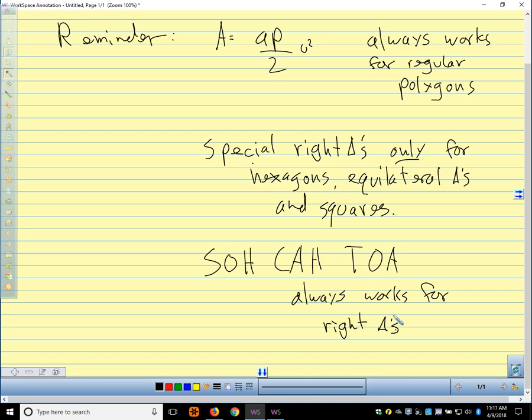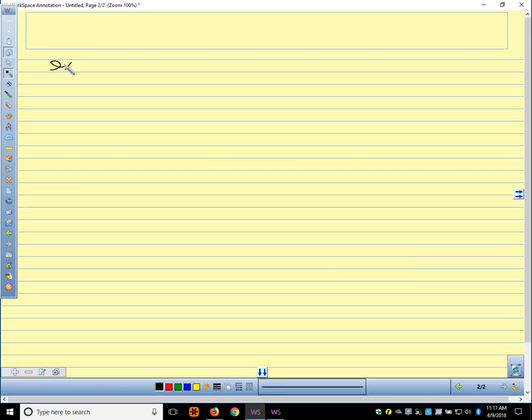So what I want to do is go through a couple of examples of applying this to a regular polygon that's not a hexagon. And then the last thing we'll talk about today, we'll write down a new area formula for the area of a triangle. We can use trigonometry to help us find the area of a triangle. All right, so let's look at an example.